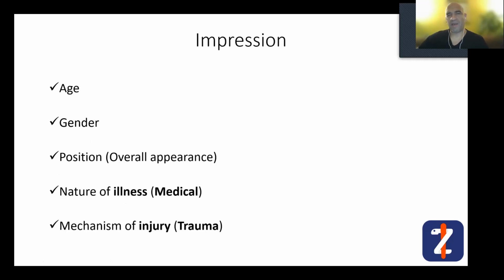So we have to find them. I stands for impression, what you see with your eyes. Eyes, what you're looking at: age, gender, and position, whether they're in the tripod position or laying on their back, which is called supine. And find out if it's the nature of illness or the mechanism of injury.